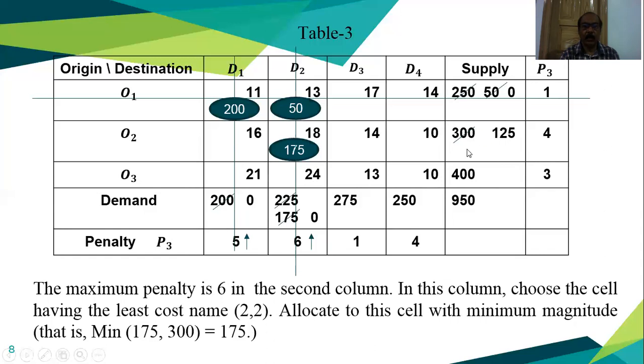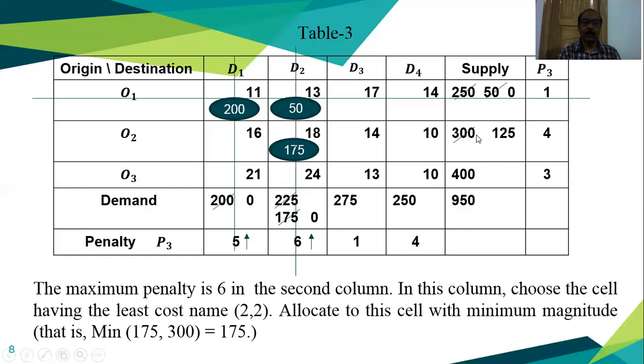300. So the minimum of 300 and 175 is 175. So 175 we can allocate in cell 2, 2, where the transportation cost is 18. After allocating the 175, demand becomes 0. And after allocating 175 in cell 2, 2, the available amount corresponding to origin 2 is 125.